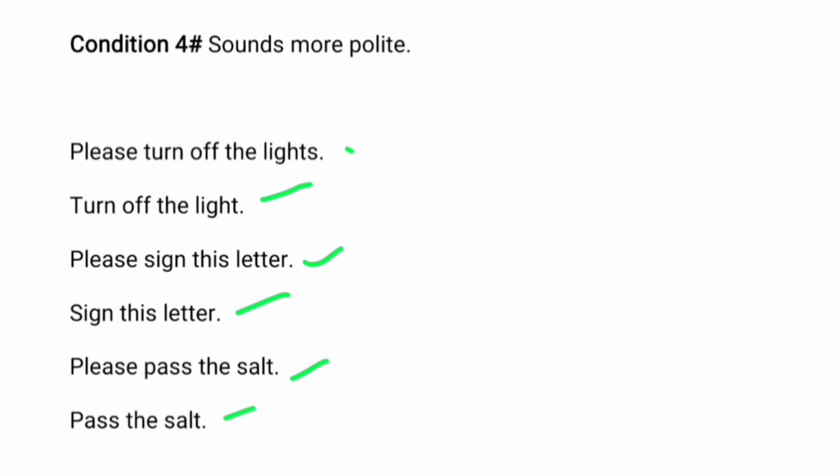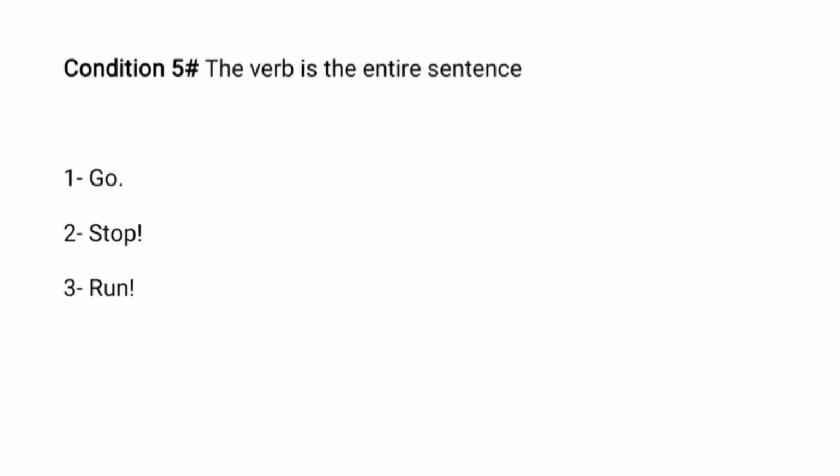If you notice, in these sentences there is the verb first form which is followed by the indirect object. But there are some sentences where we don't write or speak an indirect object, like in these sentences where the verb is the entire sentence. For example, go, stop, run. Imperative sentences always end with either a period or an exclamation point.